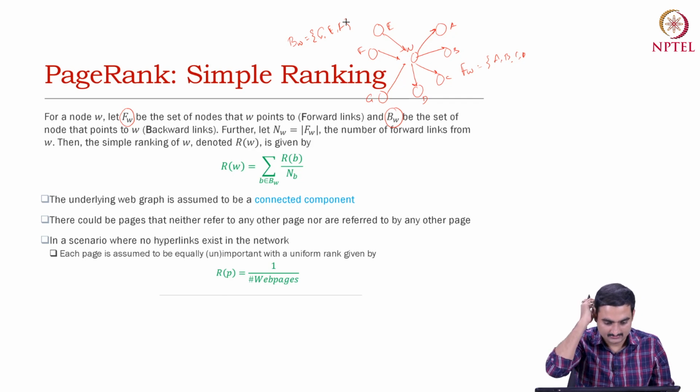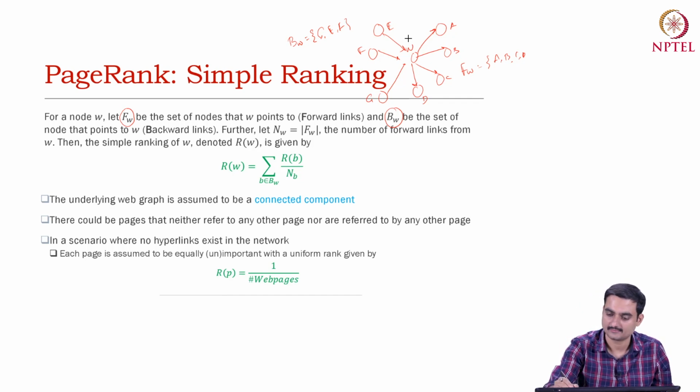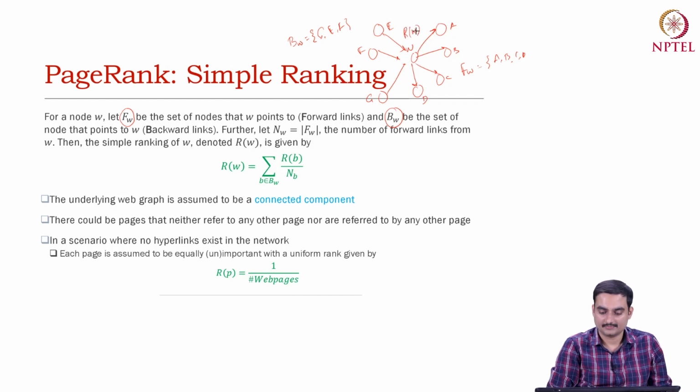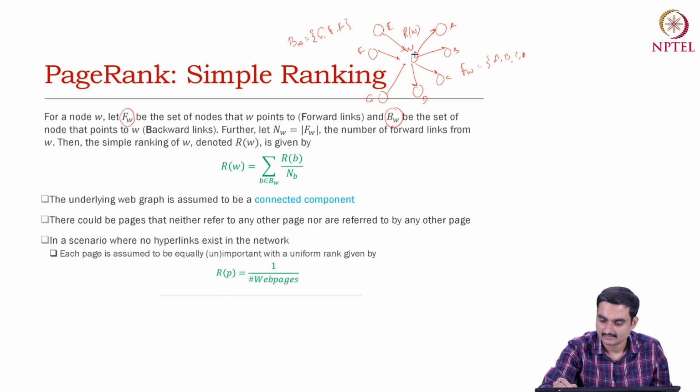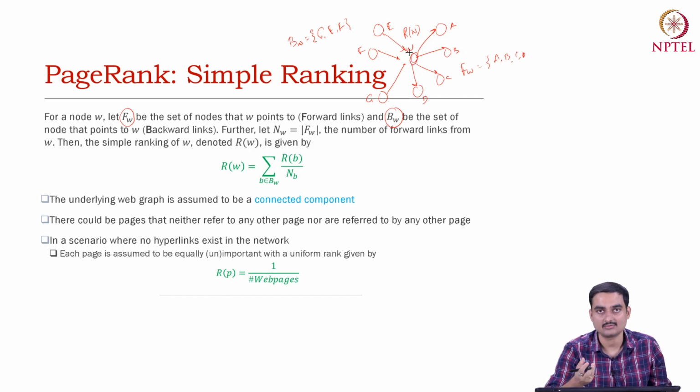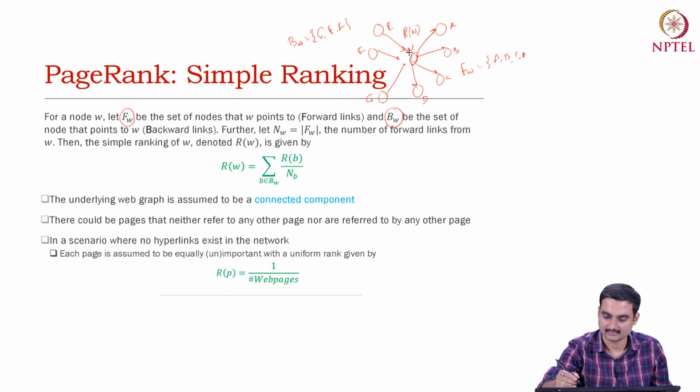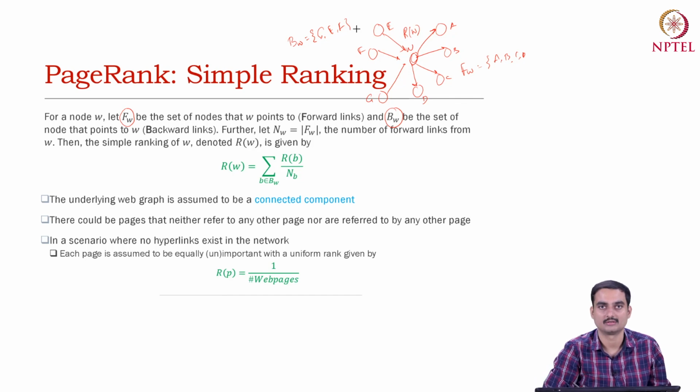Okay. So now if we assume that the importance, or rank, or prestige, for example, of node W is RW, what would happen essentially is that node W acquires importance or prestige from its inward, or backward, neighbors. So W receives prestige from E, from F, and from G.